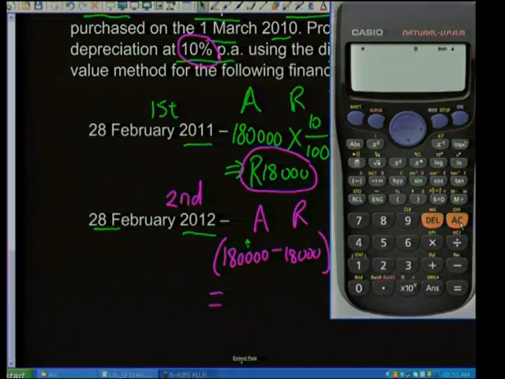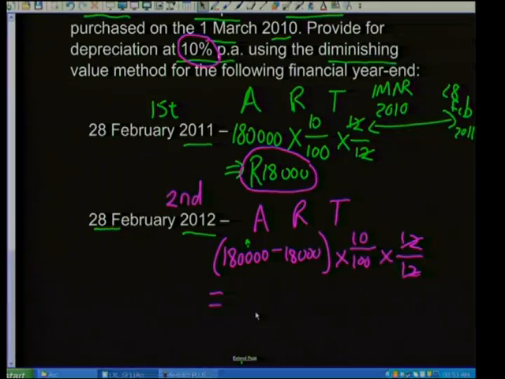We're going to take the cost, 180,000. We're going to subtract 18,000. And that's going to give us a carrying value of 162,000. We're going to multiply this by 10%. And for the second financial year, our depreciation amounts to 16,200. Okay, so depreciation, 16,200.